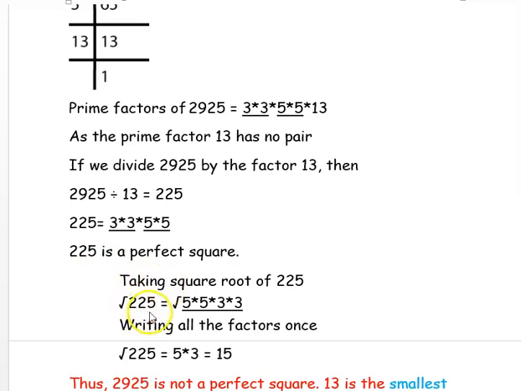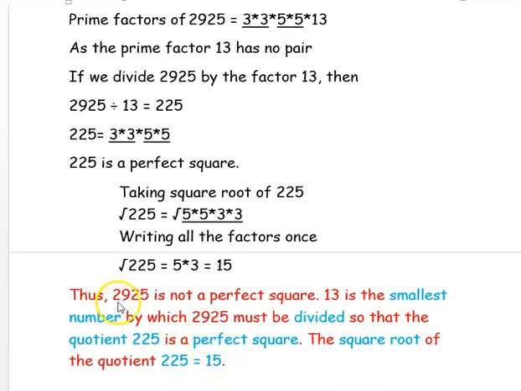So the square root of 225 is equal to the square root of 5 into 5 into 3 into 3. To find the square root, we write all the factors only once. So the square root of 225 is equal to 5, I have written it once, and 3, I have written it once. So 5 into 3 is 15. Thus we can say that 2925 is not a perfect square number. 13 is the smallest number by which 2925 must be divided so that the quotient we get is 225, which is a perfect square number, and the square root of the quotient 225 is 15.